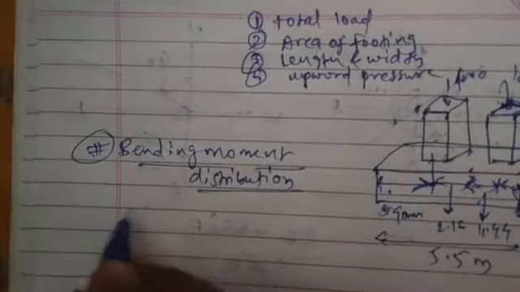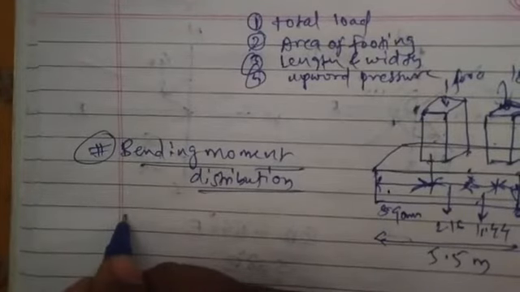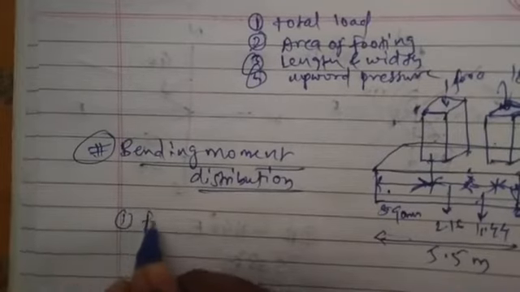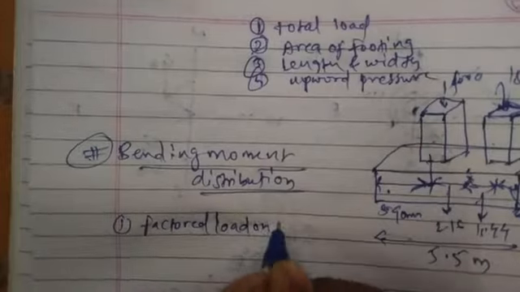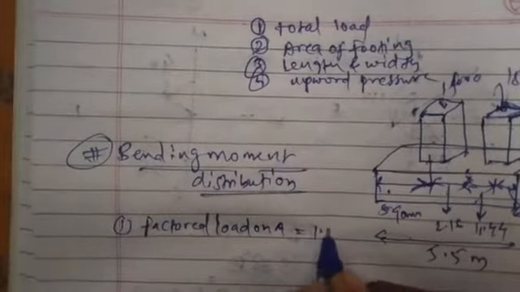So for this we require the factored load on column A, that will be 1.5 into 1000.